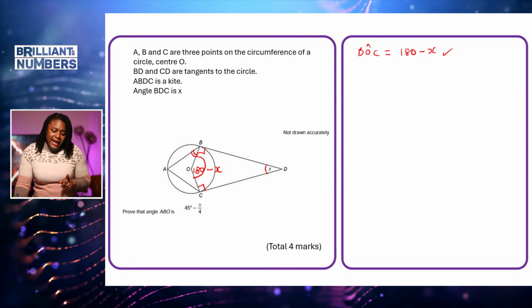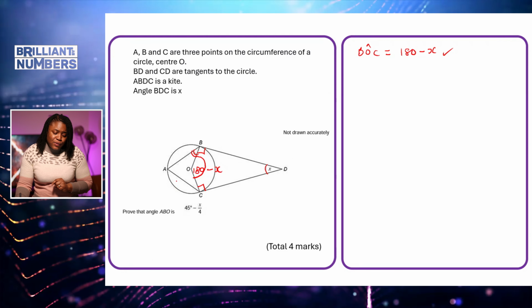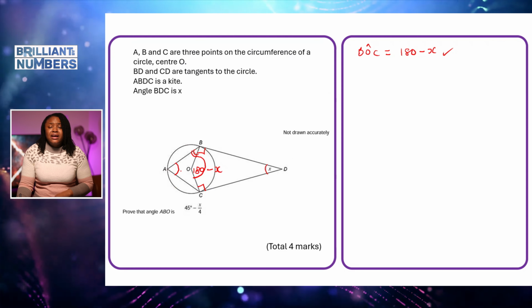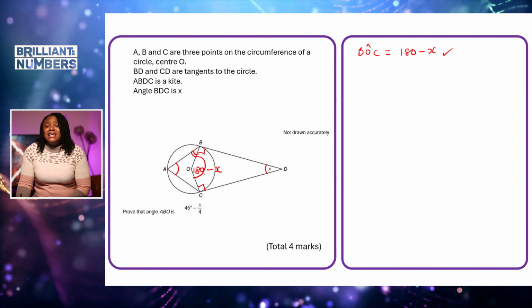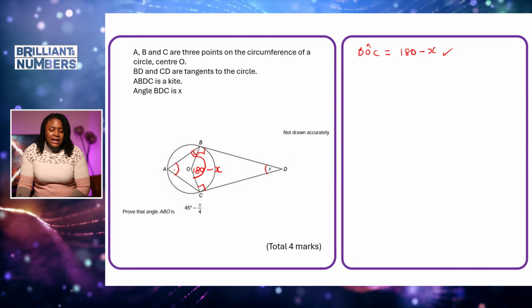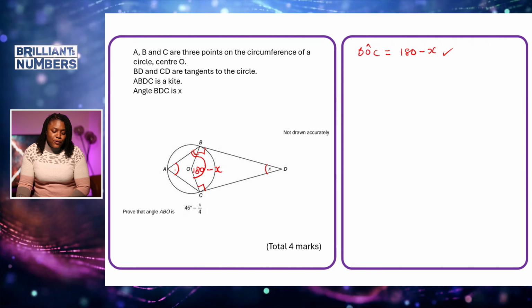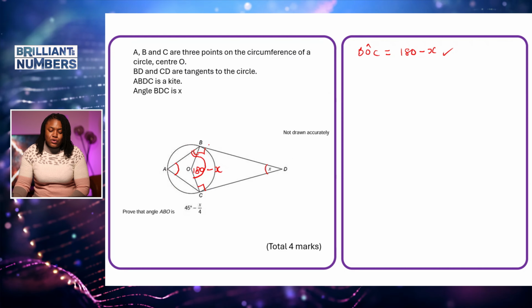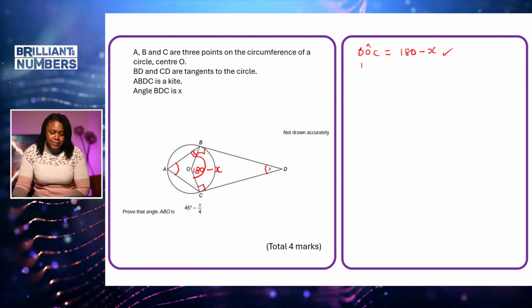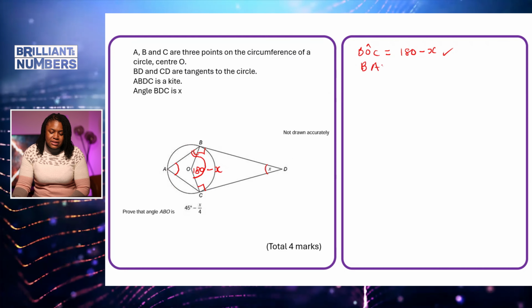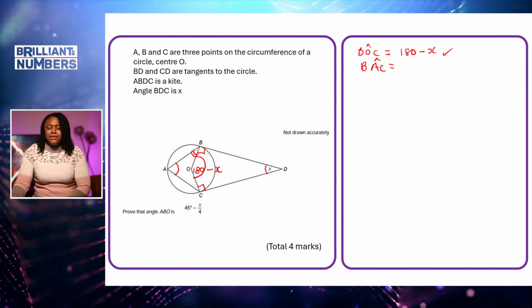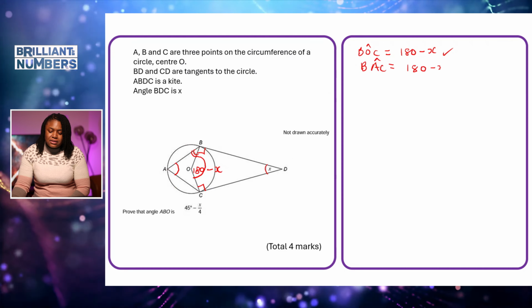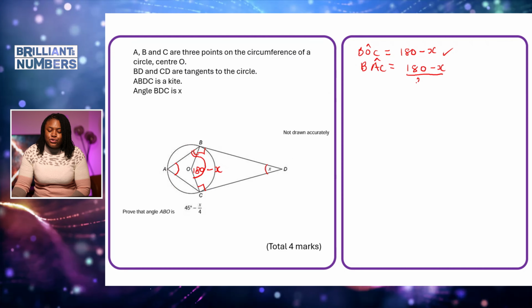I can see here, based on the theorems I've done before, that angle BAC, which is this angle here, the angle at the center we know is twice the angle at the circumference. So therefore, this one is going to be half of the one we just found. So I'm going to write angle BAC is equal to then 180 take away X divided by 2.